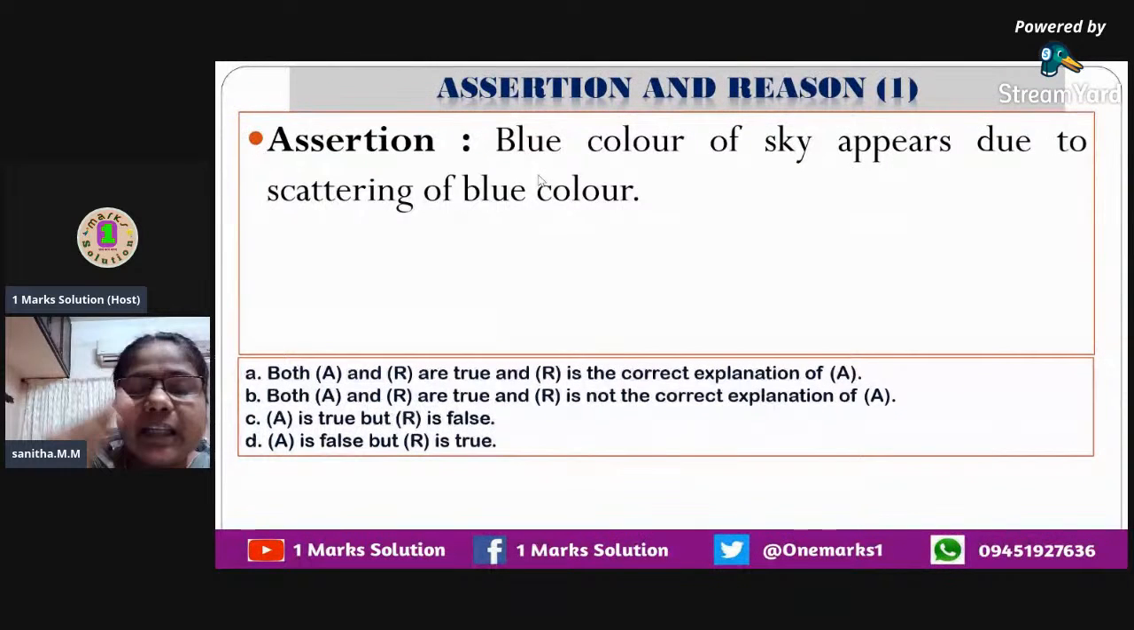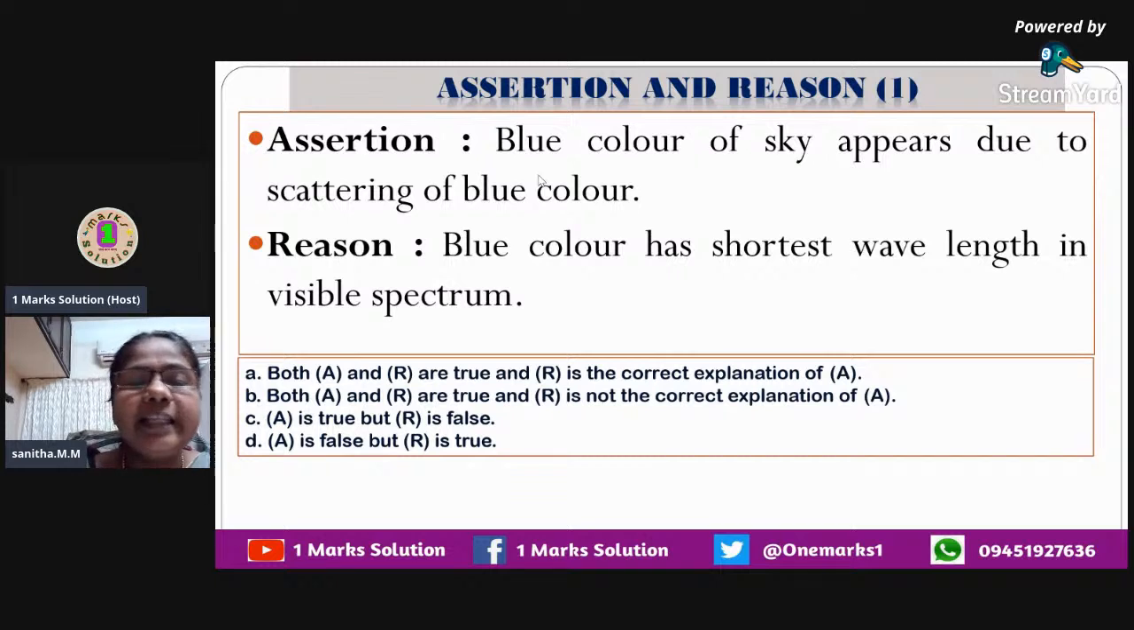And in the VIBGYOR, out of these colors, which one has more wavelength? Red has more wavelength, so the scattering will be less. Which has less wavelength? Violet, indigo, blue. That is why the bluish color, actually violet, indigo, blue coming together, appears in the sky due to scattering of the light. The reason is absolutely correct, the first reason is correct.